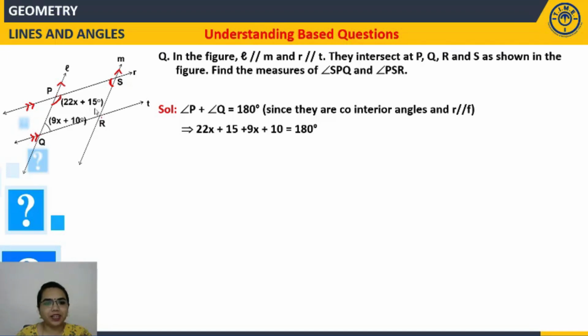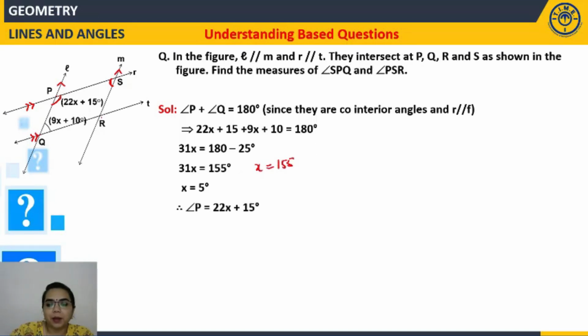What do we get? 22x plus 15 plus 9x plus 10 is equal to 180 degrees. Great. 22x plus 9x gives us how much? 31x. 15 plus 10 is 25. This 25 can be sent on to the right hand side. That gives us 180 degrees minus 25 degrees. 31x is equal to 180 minus 25. What is 180 minus 25? It is 155 degrees. 31x is equal to 155 degrees. Can you tell me what is the value of x? 155 by 31. 31 5s are 155. So we get x is equal to 5 degrees.